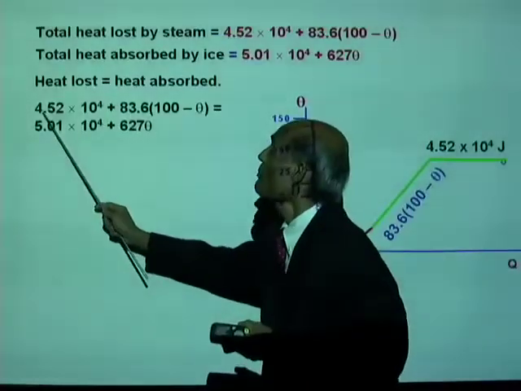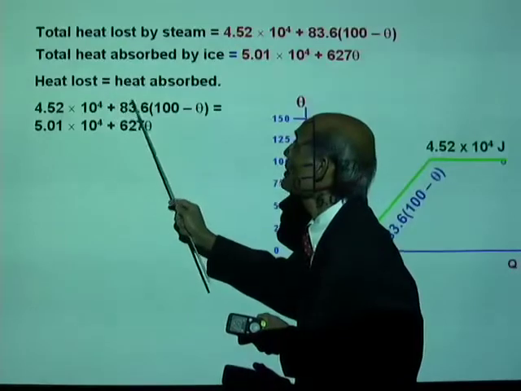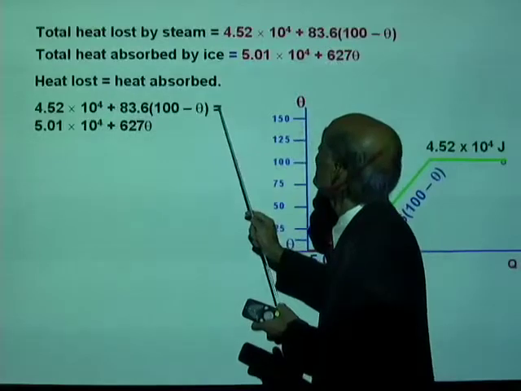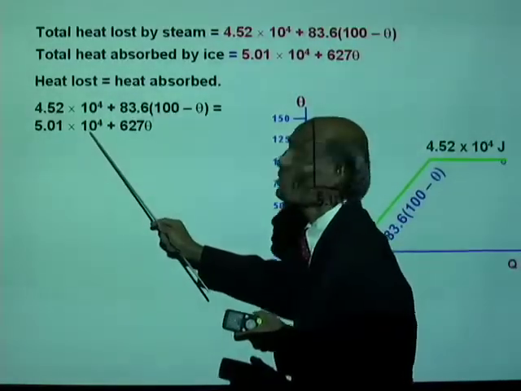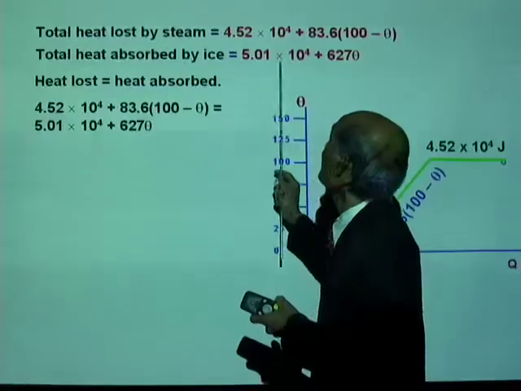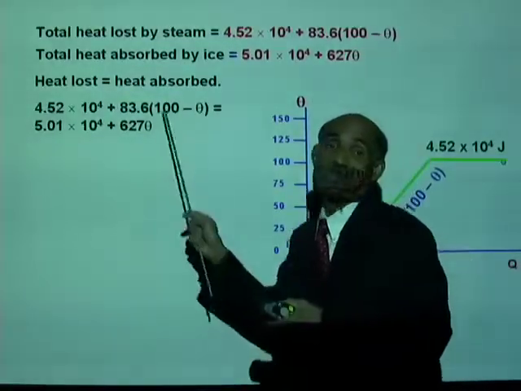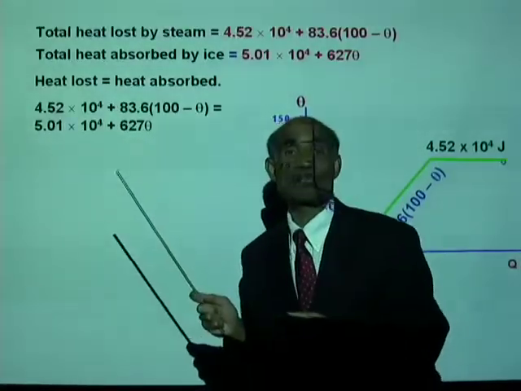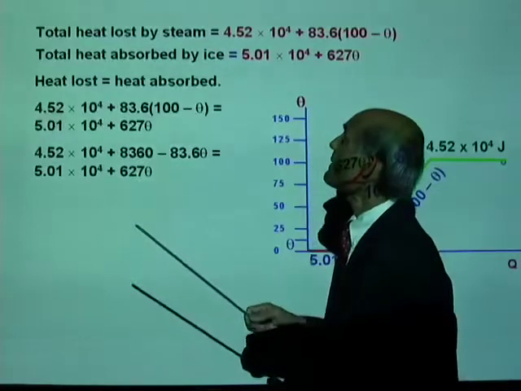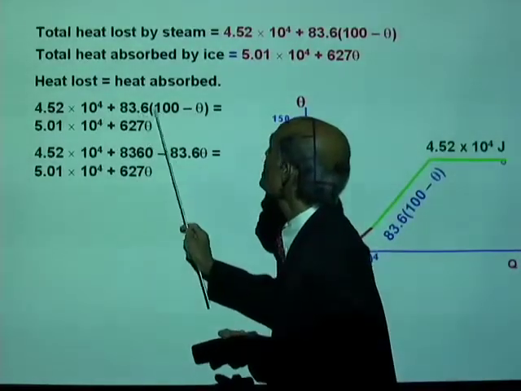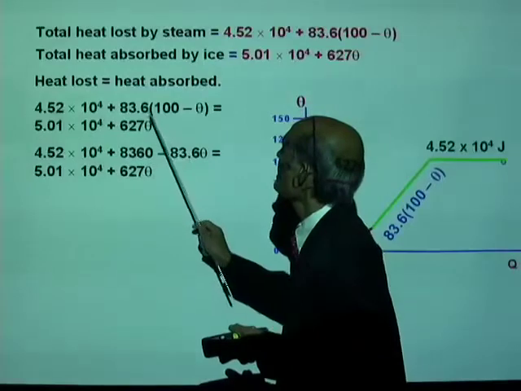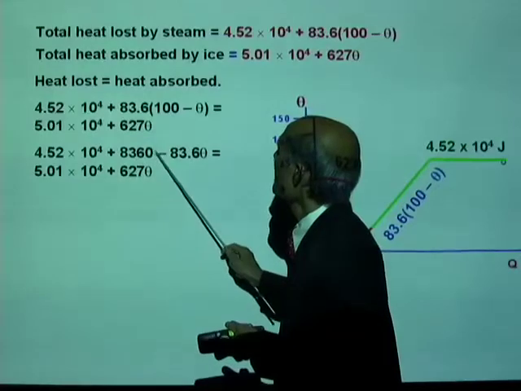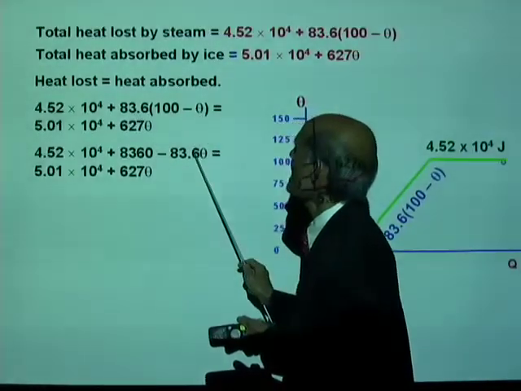That means 4.52 times 10 to the 4 plus 83.6 times (100 minus theta), that quantity, equal to 5.01 times 10 to the 4 plus 627 theta. Well, this is now a simple equation in theta. You should be able to solve for theta on your own. I have done that anyway. Distribute these numbers. I produced that. So the only change in this step is 83.6 times 100 minus 83.6 theta.